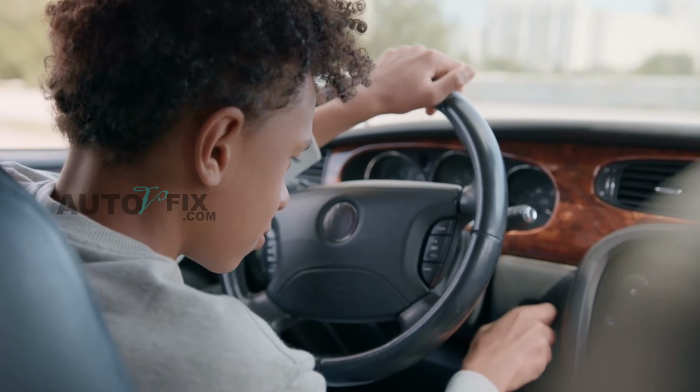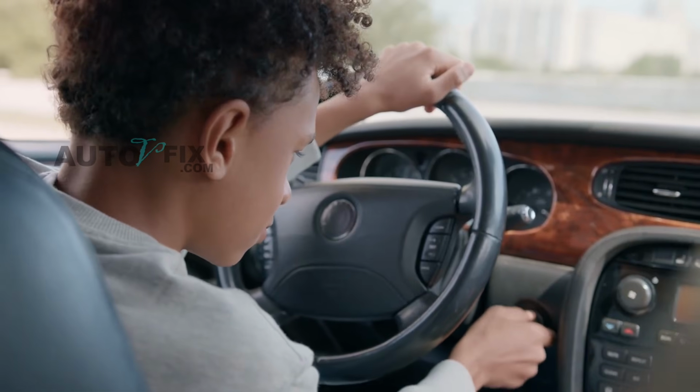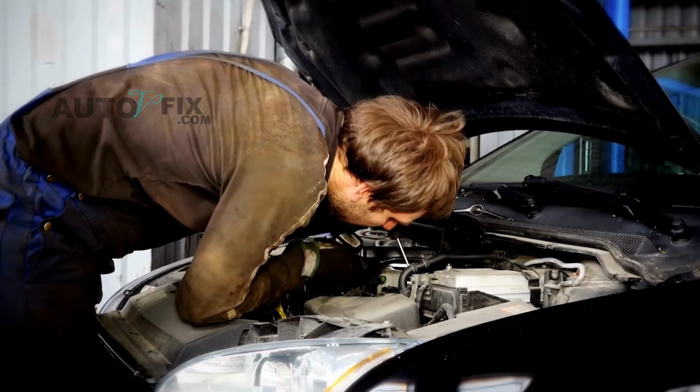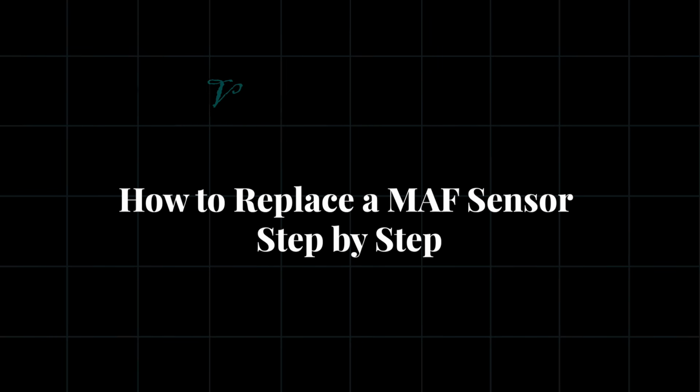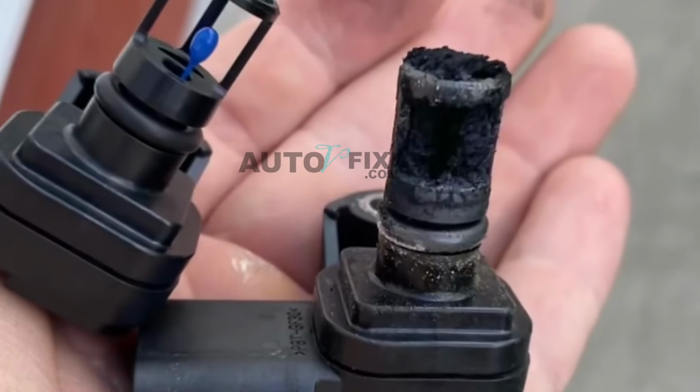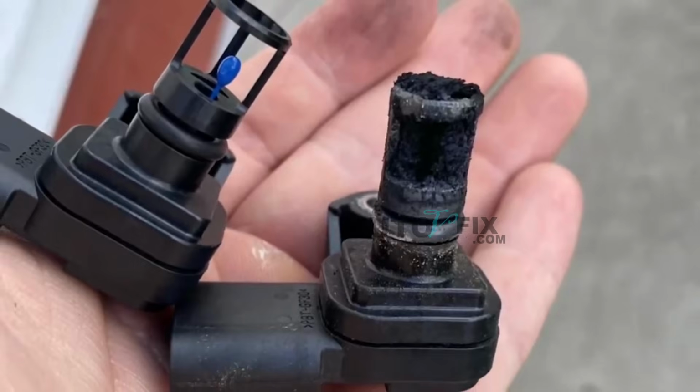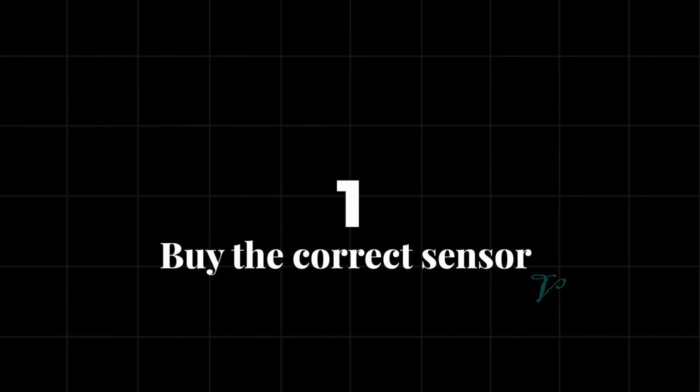If the idle smooths out, throttle response improves, or hesitation drops, the sensor may have only been dirty rather than failed. If cleaning does not help and the readings are still wrong, then I move toward replacement. How to replace a MAF sensor step by step. If the sensor is truly bad, here's how I would replace it.